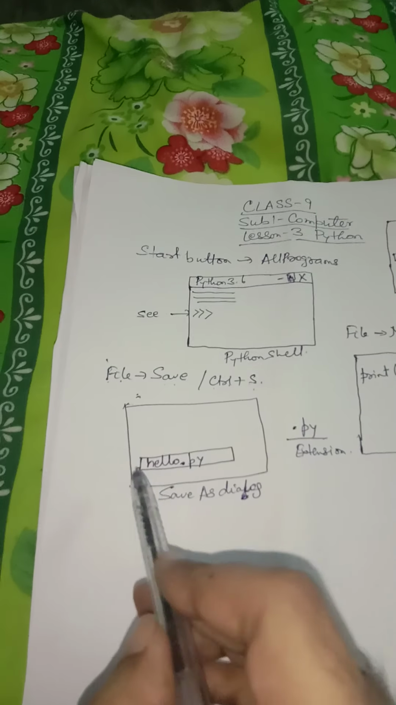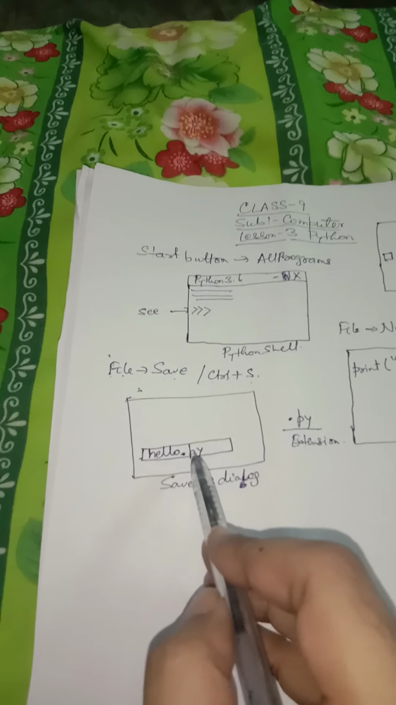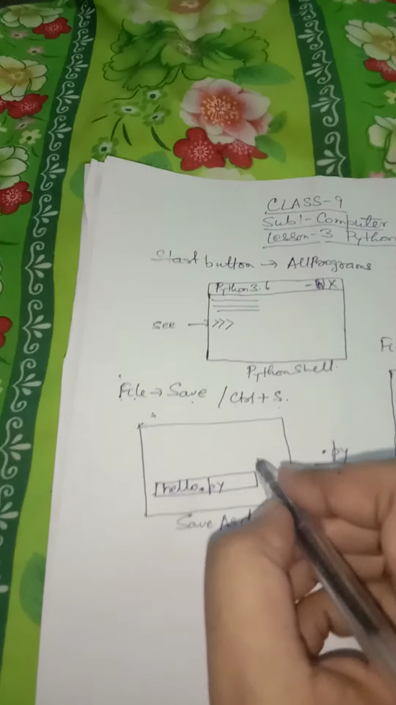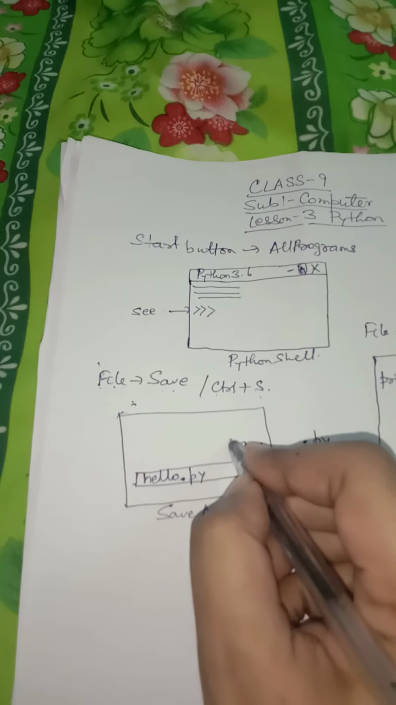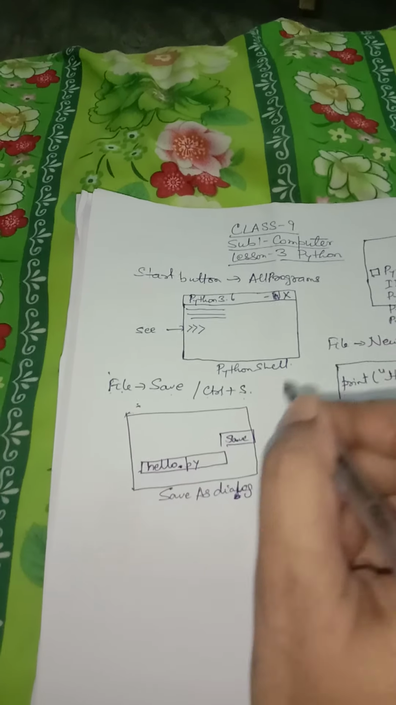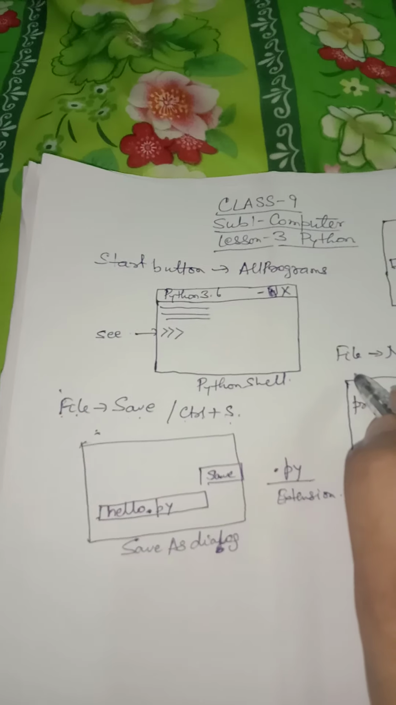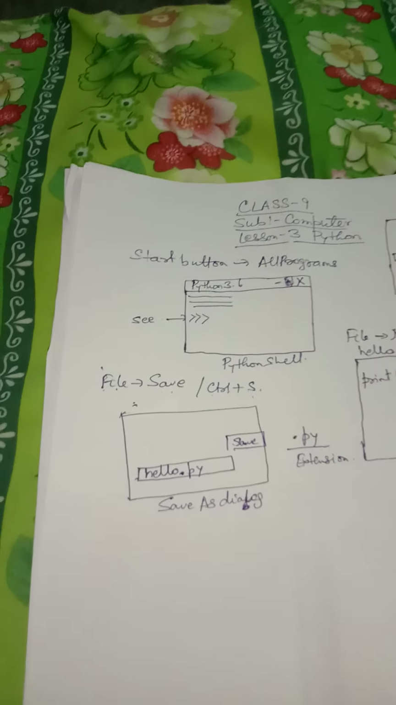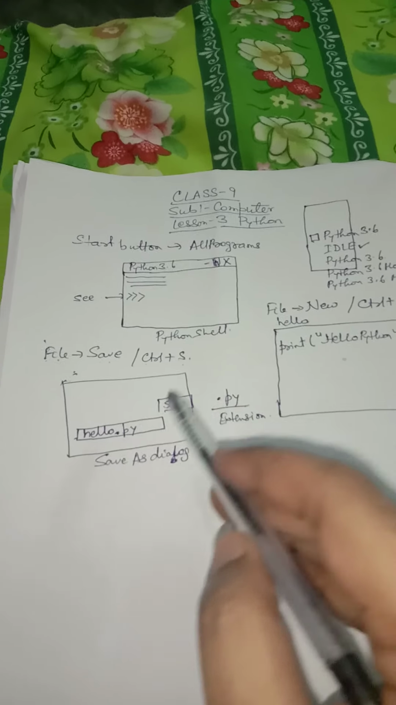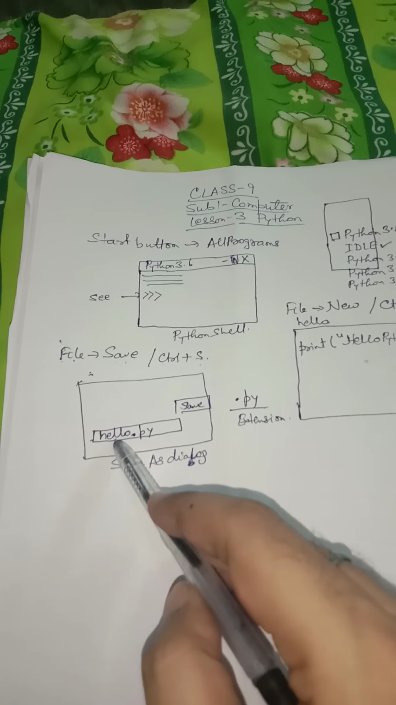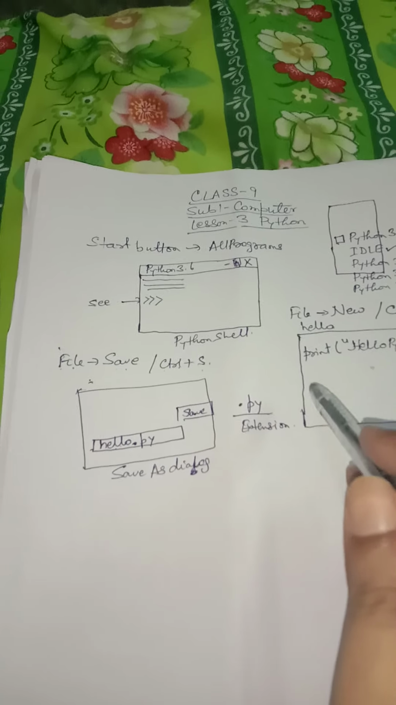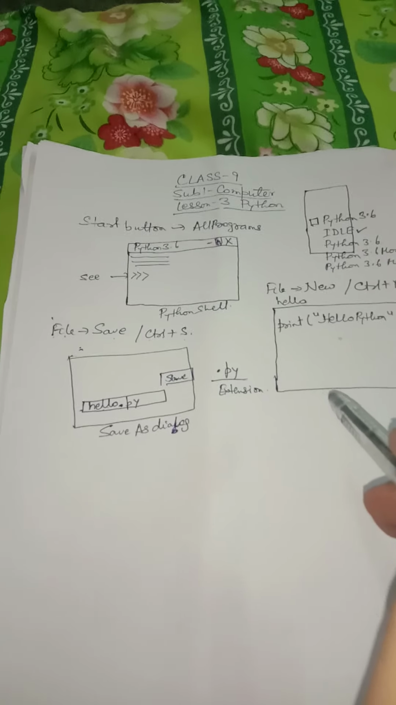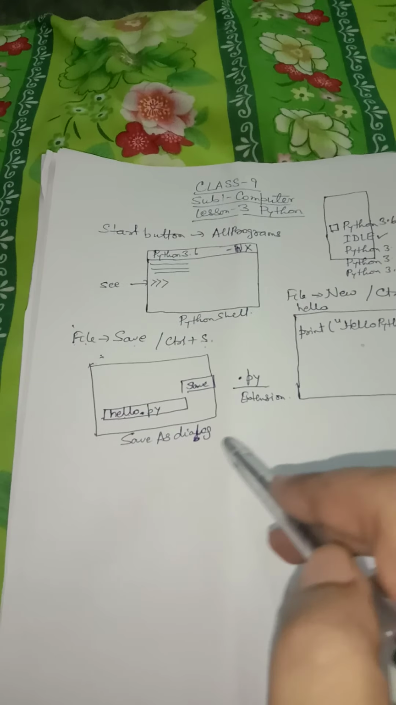.py. So hello is the name of the file and .py is the extension, which makes it a Python file. Now we have to click on the Save button. As soon as we click on Save, the name of the file changes to hello. Whatever name you have written will appear on the file title bar. This way we have saved our file.